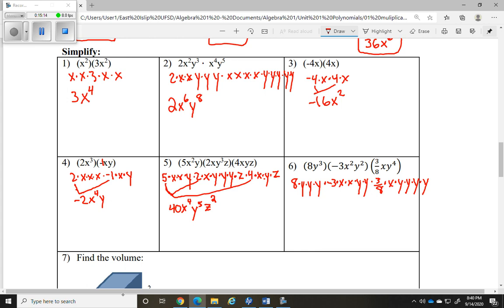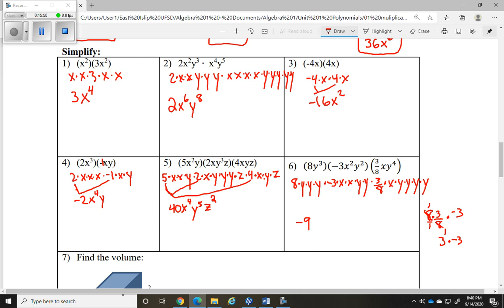I'm going to come to the side for a second, and I feel like doing 8 times the 3/8 first, and then I'll multiply it by the negative 3. And the reason why I want to do this is because I see that this 8 and this 8 simplify to be 1 over 1. And it makes my math easier then, that I'm just left with 3 times negative 3. So my coefficient's really a negative 9.